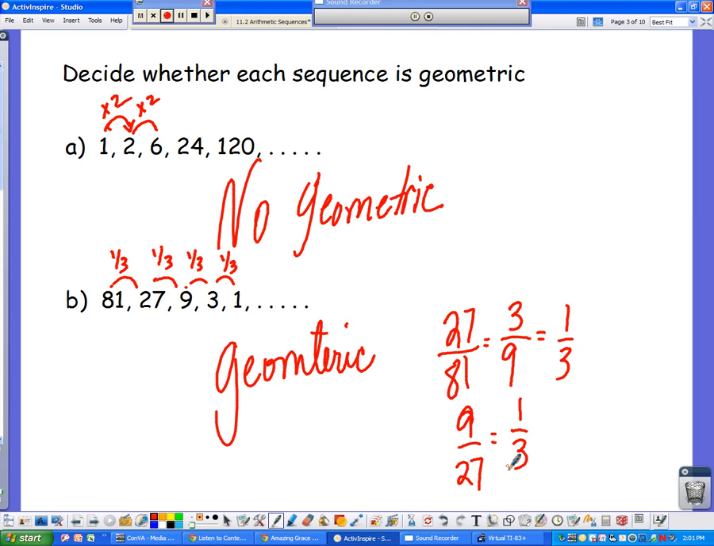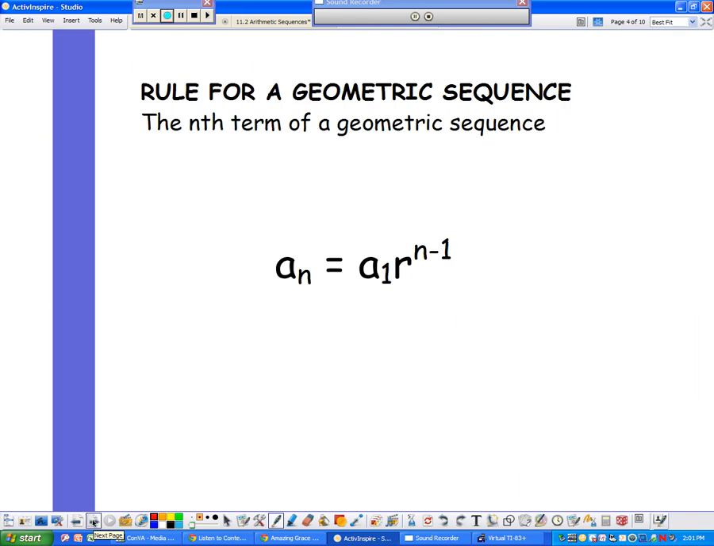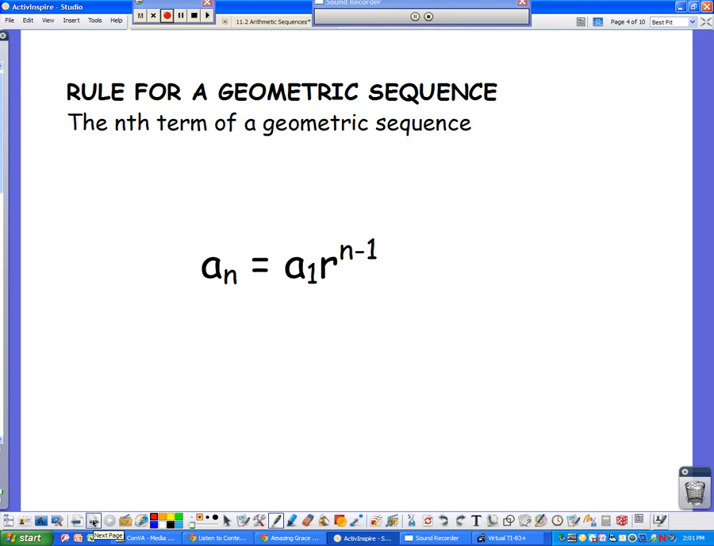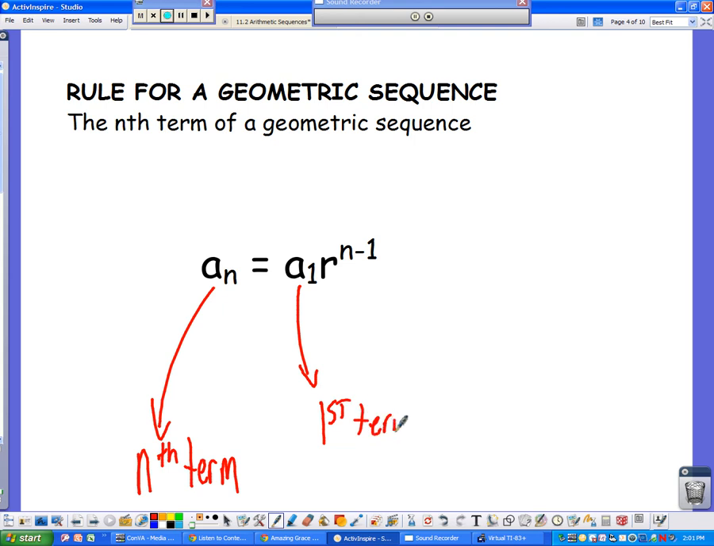Okay. So just like when we write the rule for arithmetic, I think this one actually ends up a little easier, but the terms are a lot the same. So remember, a sub n is going to be my nth term. Okay? And this is not something we're expecting you to memorize, the formulas. We are expecting you to be able to use them. Okay? A sub 1 is your first term, and r is your common ratio. And n is the number of the term. So in other words, if I'm looking for the 8th term, then n would be 8. If it was the 10th term, it would be 10.